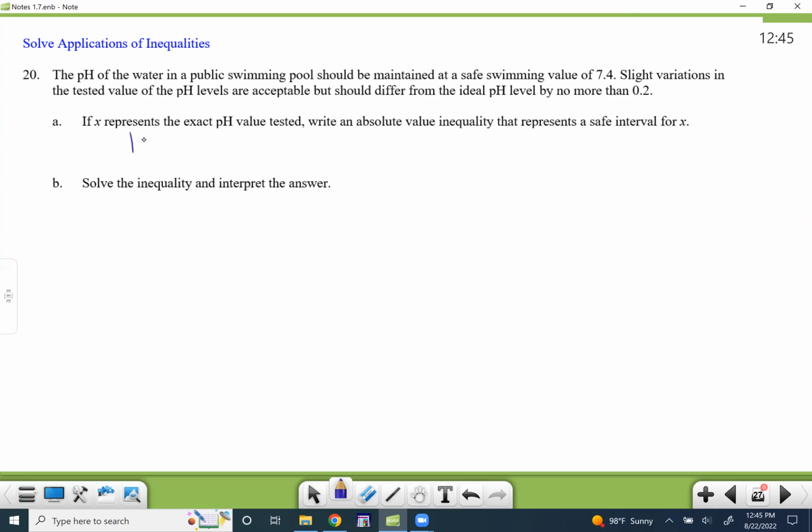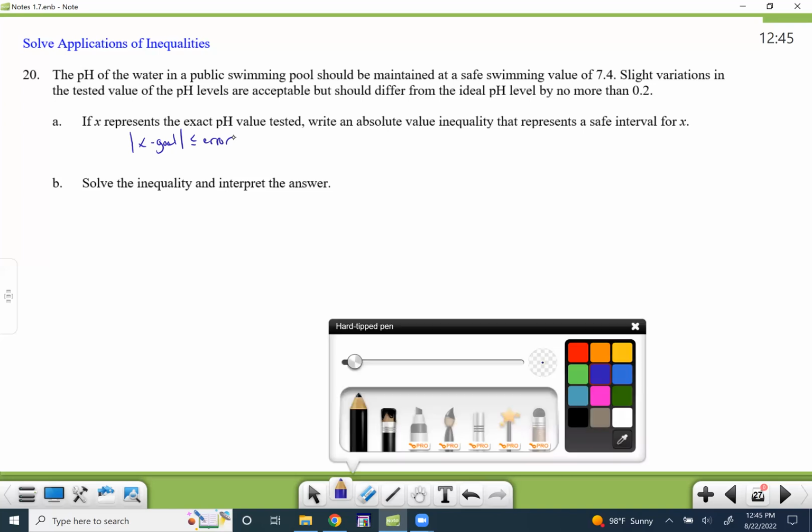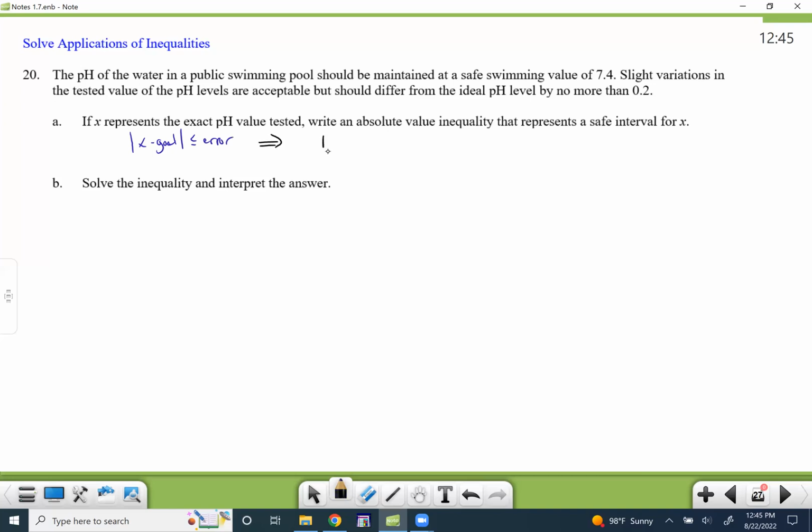So if we use this whole X minus the goal is less than or equal to the error, then how we would set this up is, we want there to be 7.4 in the pool, but we're okay with an error of 0.2. Now to solve that inequality, since it's a less than, it's going to get sandwiched into a three-part inequality. One is exactly the original, and then we just need to sneak a negative 0.2 on the other side, always less thans. All right, and now we have to solve this.